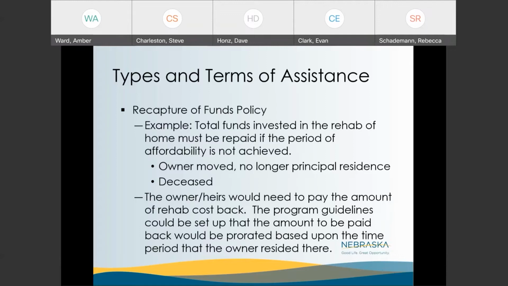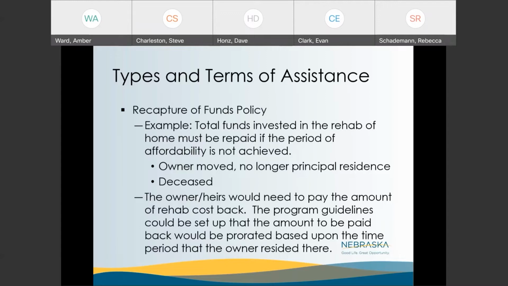Another example would be if someone passes away or is deceased. So your program guidelines should outline what happens in those types of situations. They'd need to pay back the amount of rehab costs. So your terms: was it partially forgiven, fully forgiven? You need to just spell that information out. So you could have your prorated basis or full repayment too.